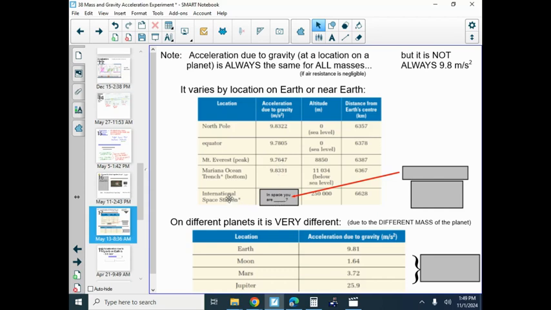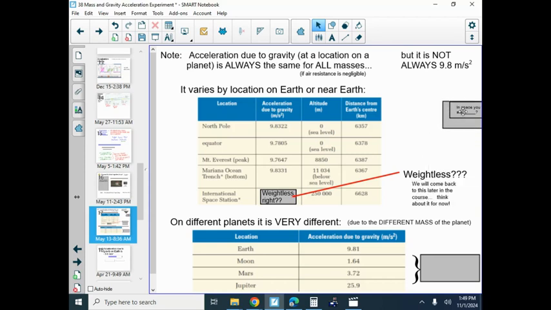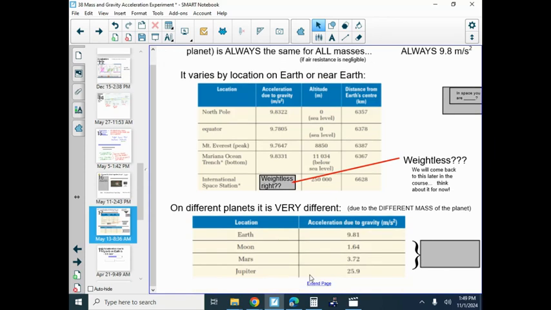On the International Space Station, we're going to be coming back to this later, but in space you are, quote unquote, weightless, right? So you're probably thinking you're weightless. We'll come back and see that and talk about it more. So for now, I'm just going to leave that covered up.